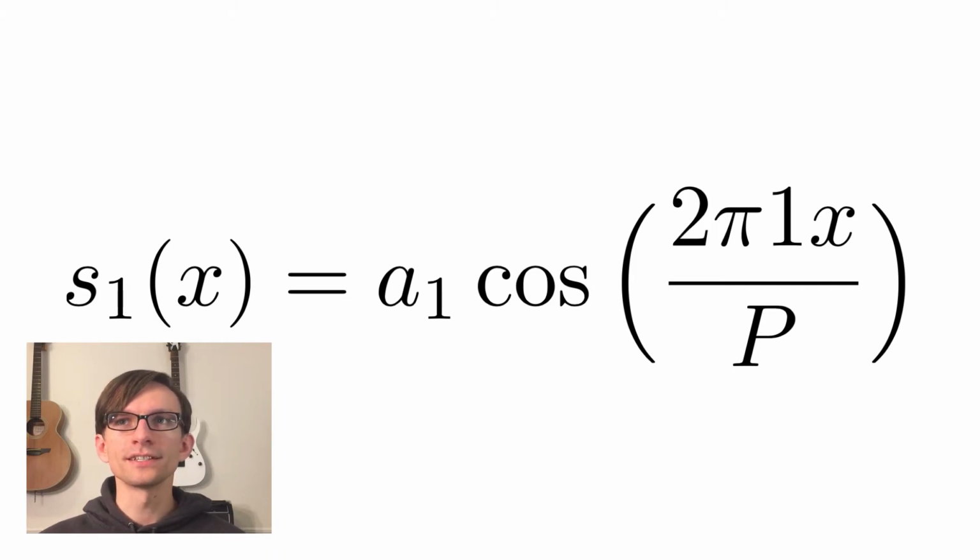The Fourier series says that we need to scale our cosine by some amplitude, which we will call a sub 1, multiply our position in time by the value 1, since it's the fundamental frequency, use 2 pi in order to indicate the periodicity of a cosine, and divide by p, which is our period.